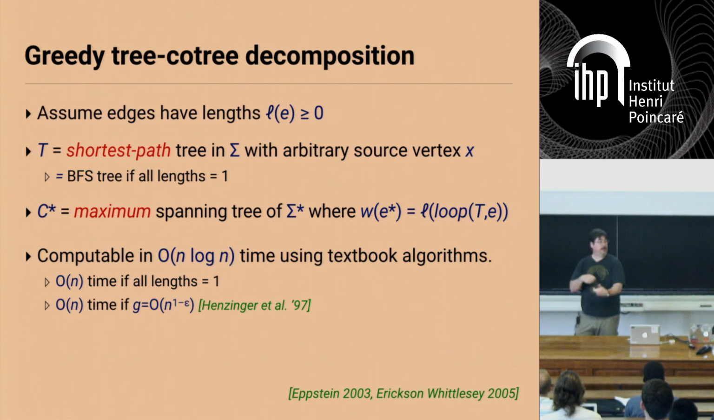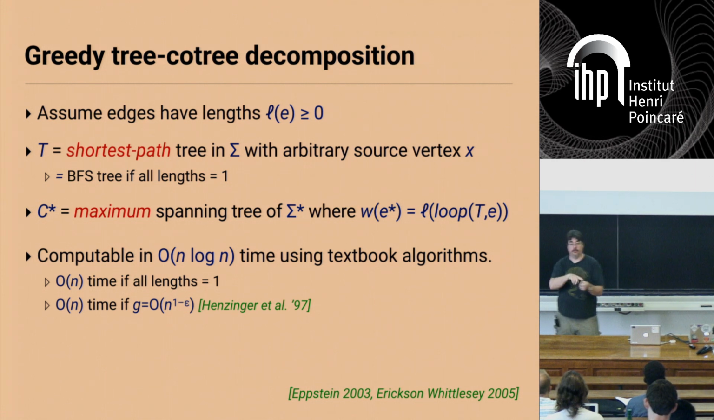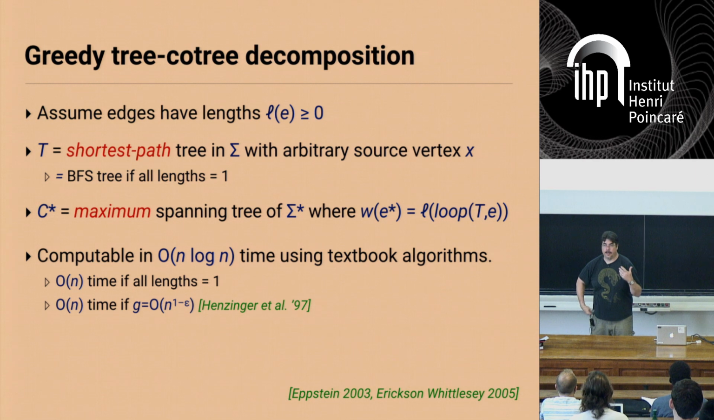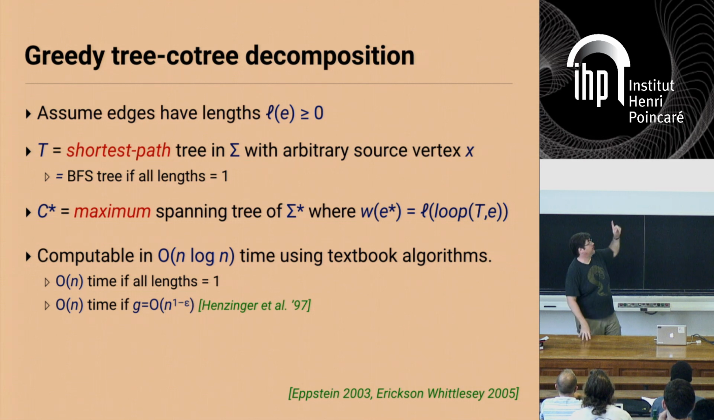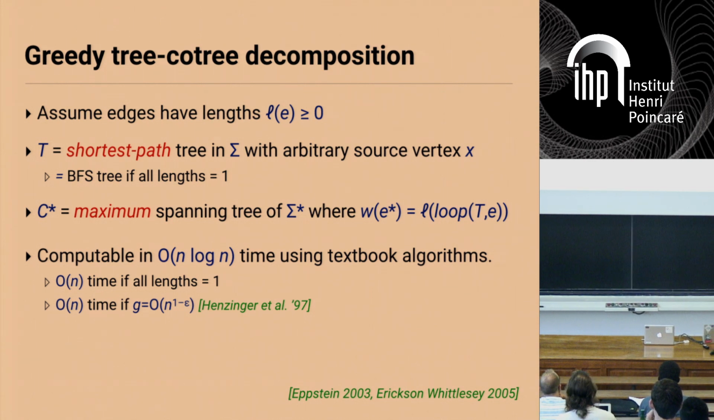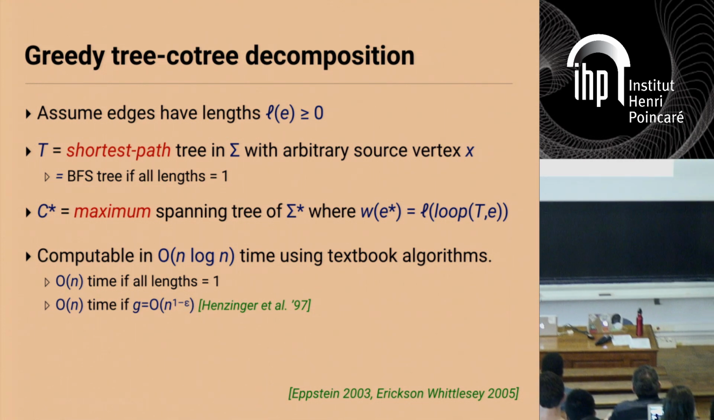Now the spanning cotree is a little bit more subtle. Every non-tree edge, every edge that's not in T, gives you a fundamental loop. I can compute the length of that loop reasonably fast, and I'm going to use the length of that loop as the weight of the corresponding dual edge. Then it turns out the right thing to do is to compute the maximum spanning tree, the heaviest spanning tree of the dual with respect to those weights. It turns out that automatically this dual spanning tree will be disjoint from the shortest path tree that you started with.